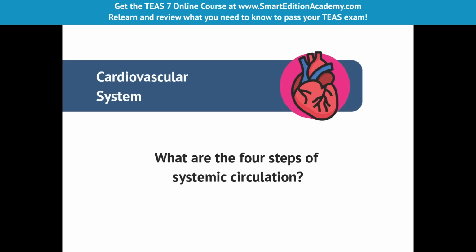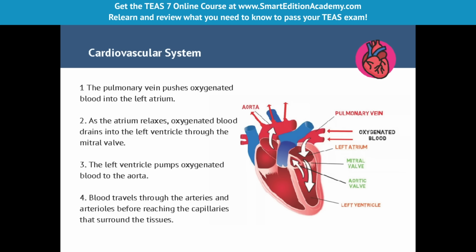What are the 4 steps of systemic circulation? The 4 steps of systemic circulation are as follows. The pulmonary vein pushes oxygenated blood into the left atrium. As the atrium relaxes, oxygenated blood drains into the left ventricle through the mitral valve. The left ventricle pumps oxygenated blood to the aorta. Blood then travels through the arteries and the arterioles before reaching the capillaries that surround the tissues.